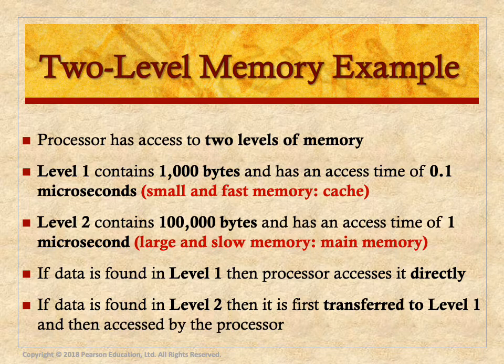Now we assume that the computer in this example behaves as follows. If some data that is required by the processor can be found in level 1 memory, then the processor will directly access it. If the required data is not in level 1 but in level 2 memory, then it will be first transferred to level 1 and then accessed by the processor.